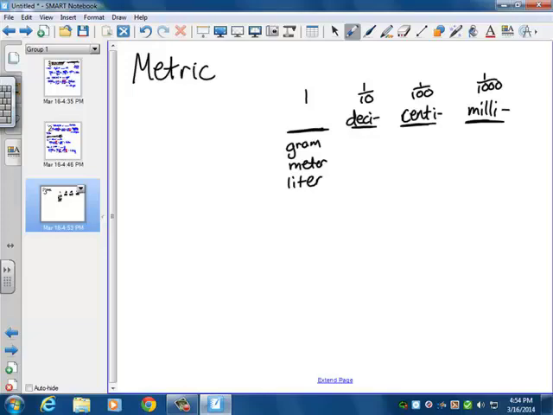Millimeter, milliliter. So milli is a pretty common one. Centi is pretty common. Centigram, centimeter, centiliter. Deci is not used quite as often. And then going to the left, you could think of them as the bigger prefixes. Deca means 10. So we're going bigger now. Hecto is 100, and kilo is like 1,000. So a kilogram is 1,000 grams.